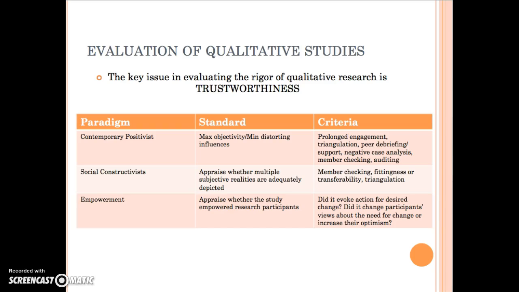The second is social constructivists, and the standard here is to appraise whether multiple subjective realities are adequately depicted according to these criteria, which is member checking, fitness or transferability, which is the provision of thick background information with sufficient detail about the research context, setting, and participants, and again, triangulation.